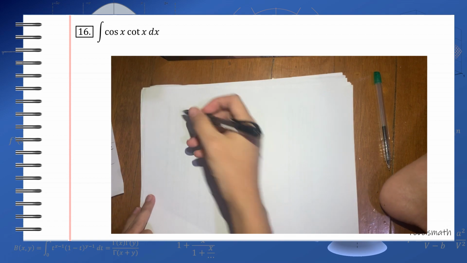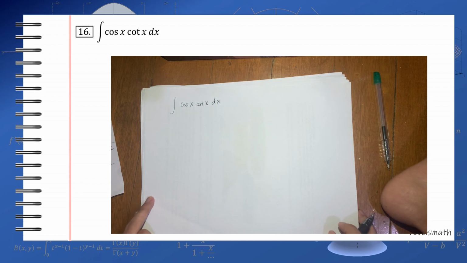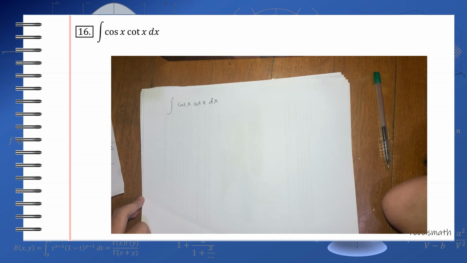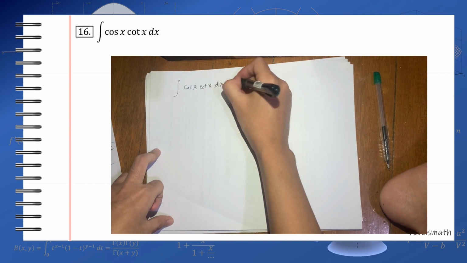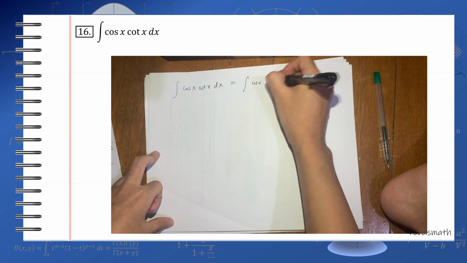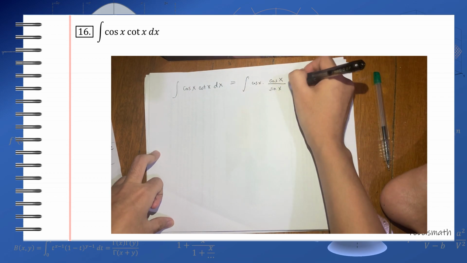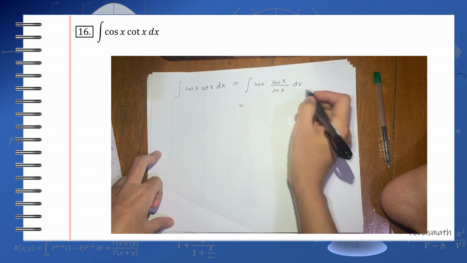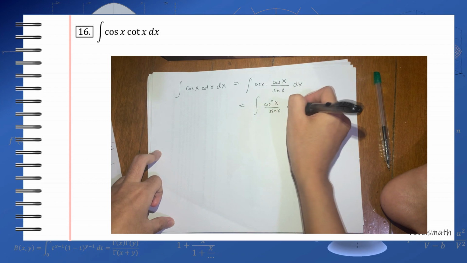Next, item number 16, the integral of cos x cot x dx. As a rule of thumb, when you are lost with trigonometric functions, try to write all of them in terms of sine and cosine. So this becomes cos x times cotangent, which is cosine over sine. So this is cosine over sine dx, which becomes cosine squared x over sine x.